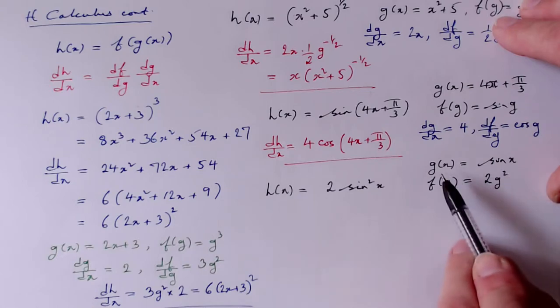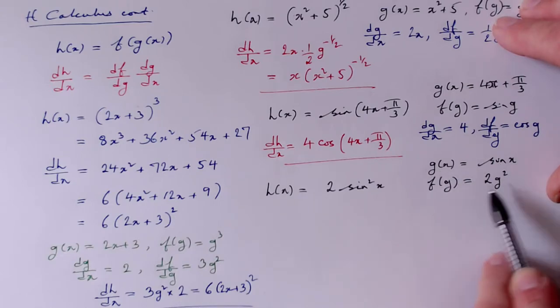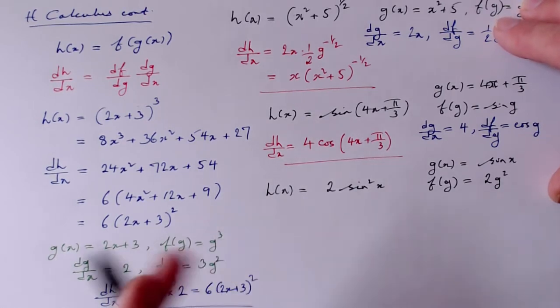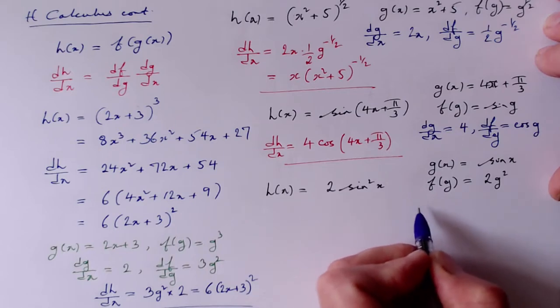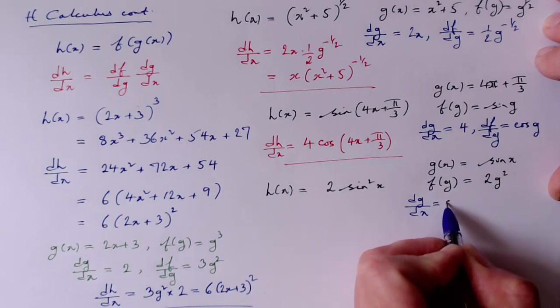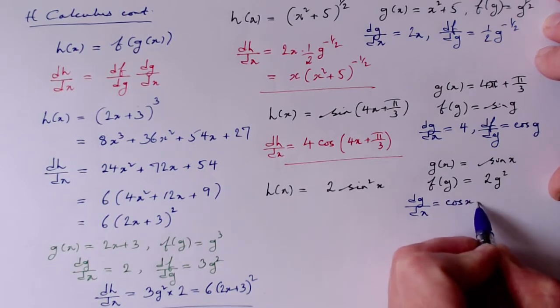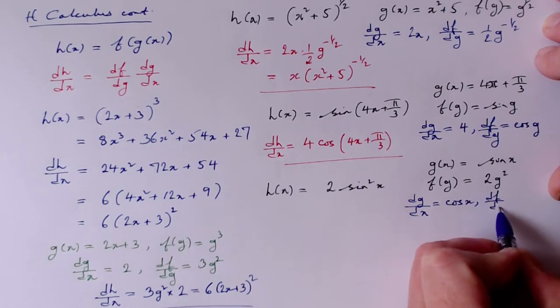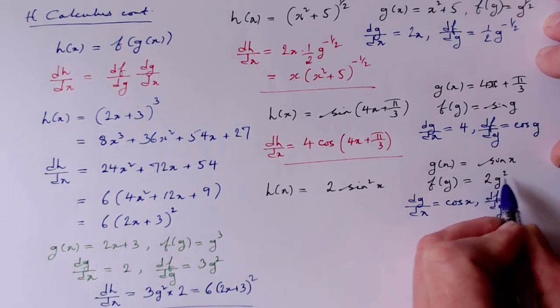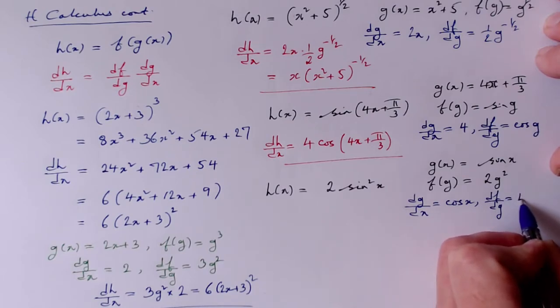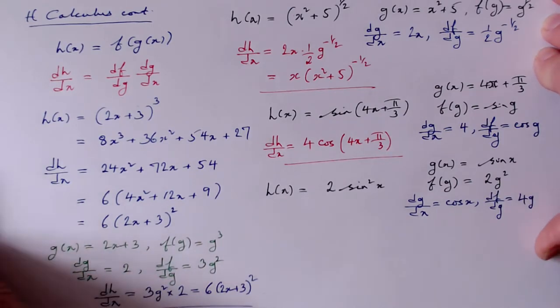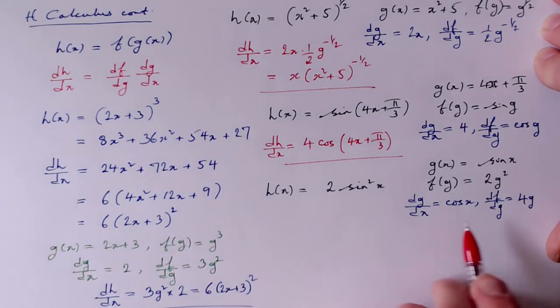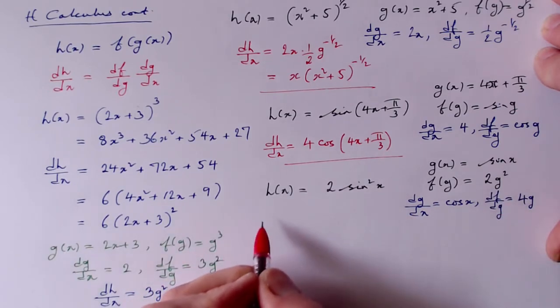So the outer function is multiplying 2 and squaring the argument. And we can see if I plug g as sine x here, I get 2 sine squared x, which is what we have here. So we just differentiate. So dg by dx is cosine of x, and df by dg is 4g. Sounds like something to do with telephones. 4g. Sad that I should even think of that.